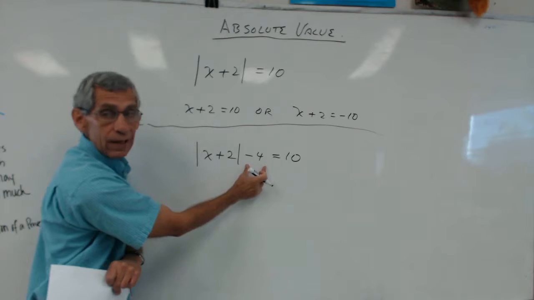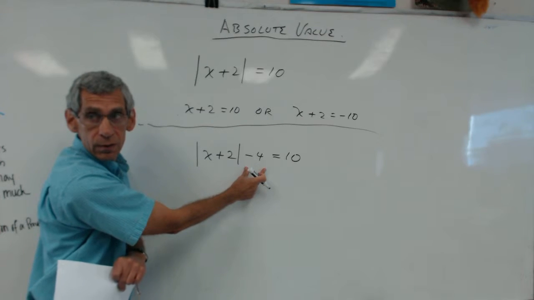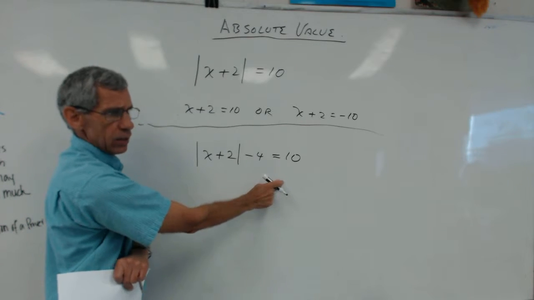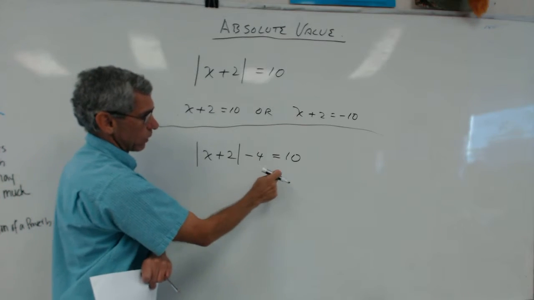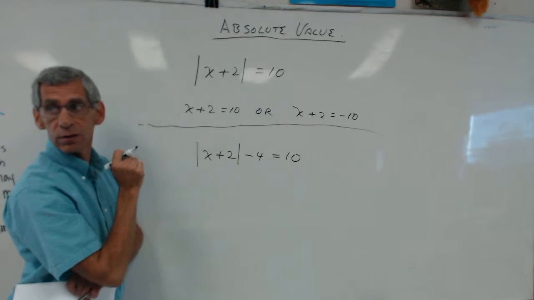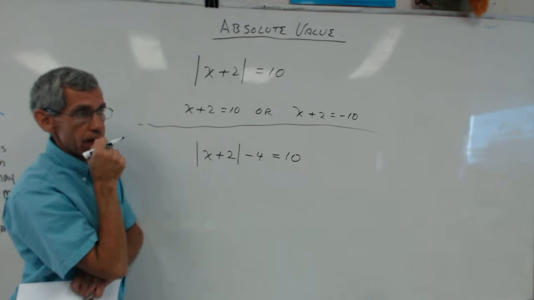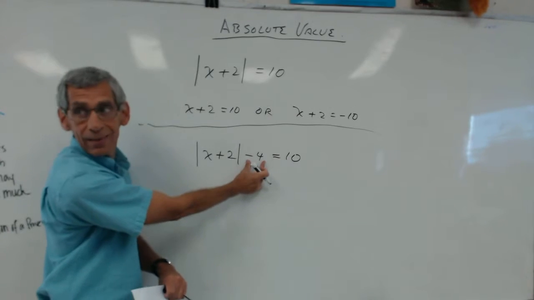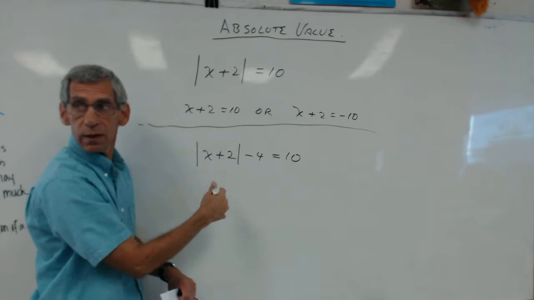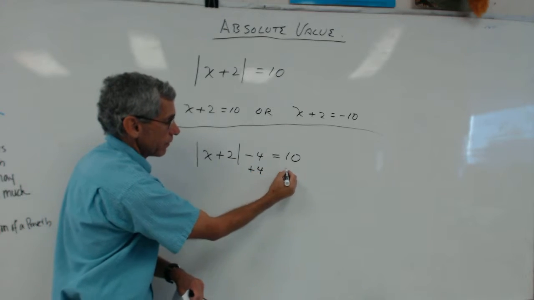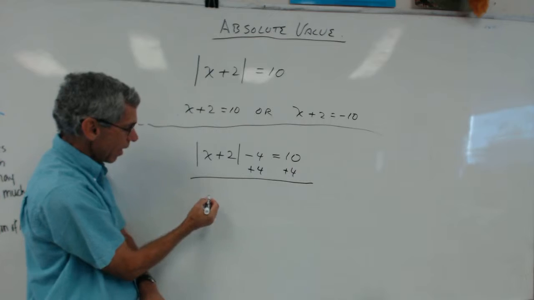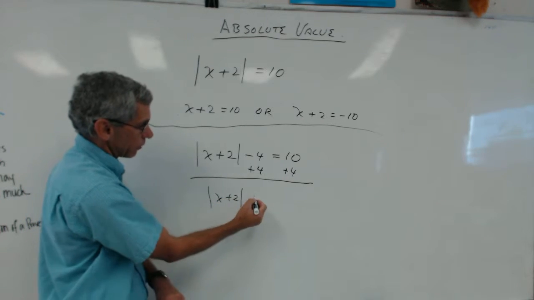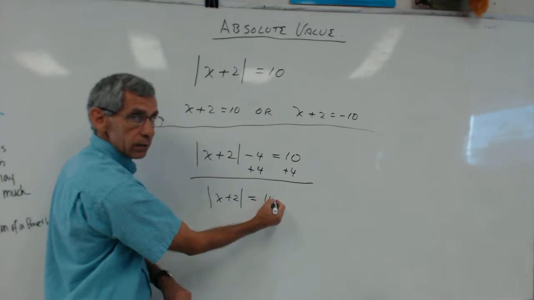So that negative 4 is a big problem. If you tried setting this up just like this and writing x plus 2 minus 4 equals 10, or x plus 2 minus 4 equals negative 10, you will get a wrong answer. Wouldn't you have to add the 4? Yes! Right, you want this to be all by itself. You don't want that there. So move it over. Just add 4. Beautiful. Add 4. Now, rewrite it. The absolute value of x plus 2 equals 14.